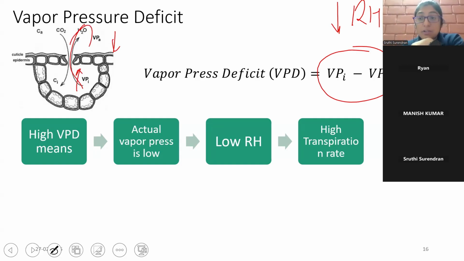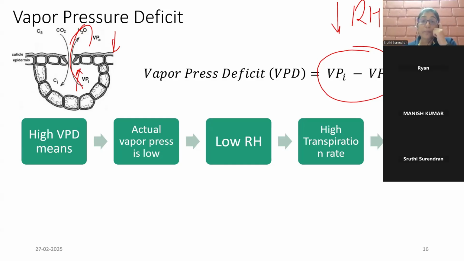So as a consequence of high transpiration rate, the stomata is going to reduce, because it will understand that there's a lot of water loss. The stomatal conductance, as a response to this high VPD, will start closing up, and then it will try to reduce the amount of water that is going.